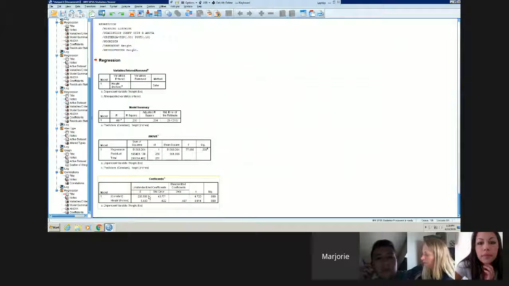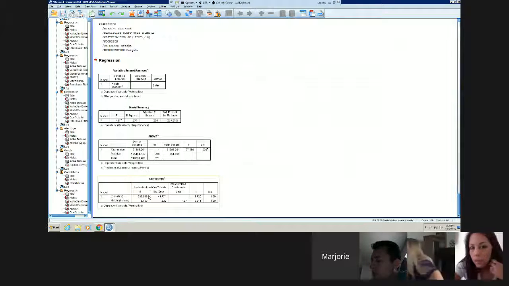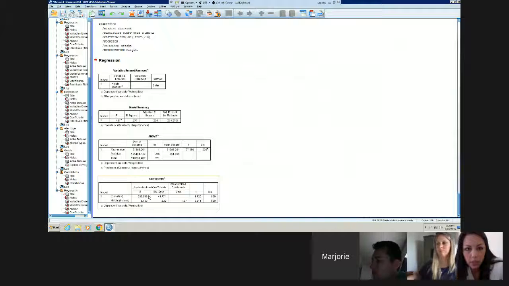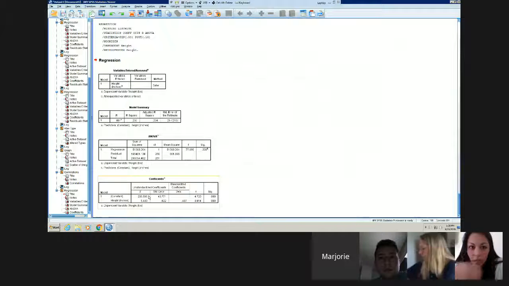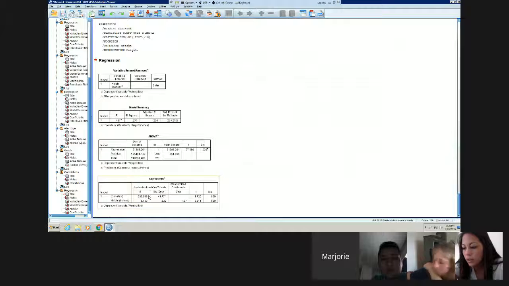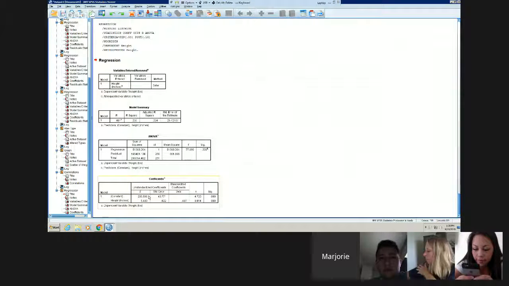Okay, and then what is the constant in my chart here? What are they asking for? Constant is your y-intercept. And then your height is your slope, right under it. Slope, got it. It is under constant. Cool, thanks.